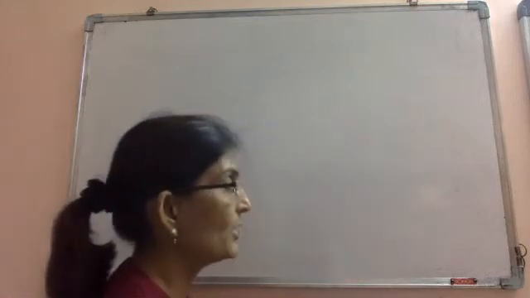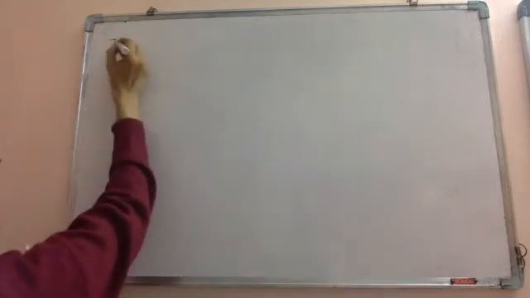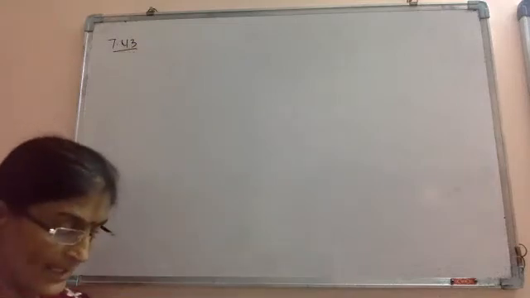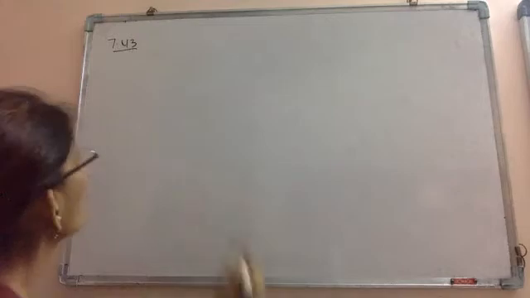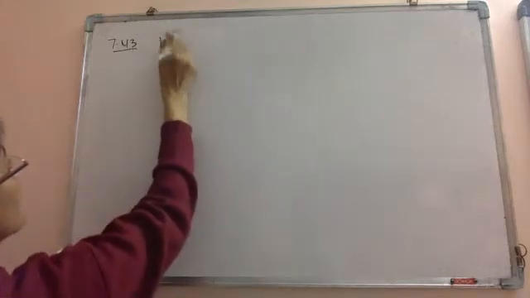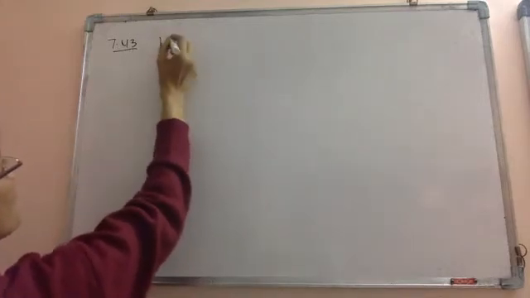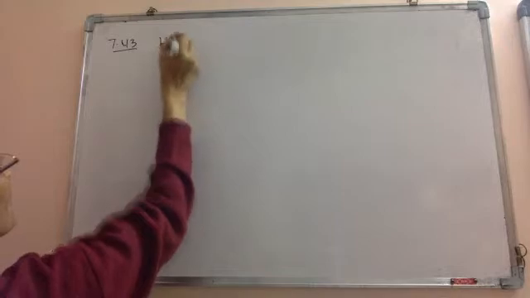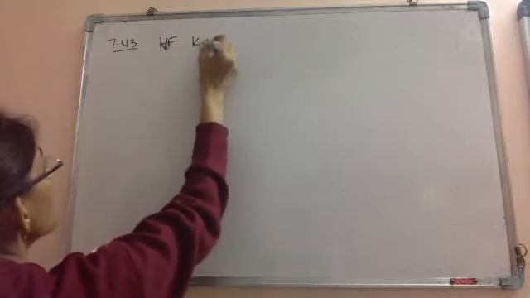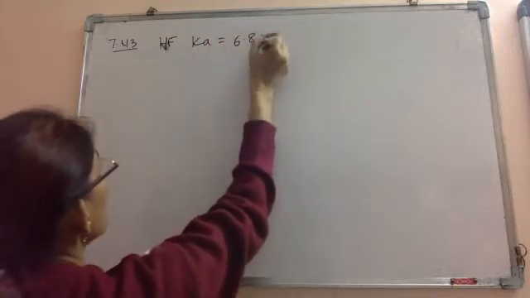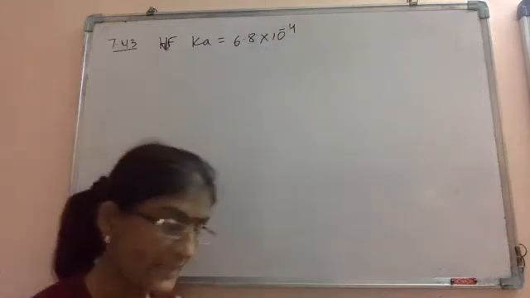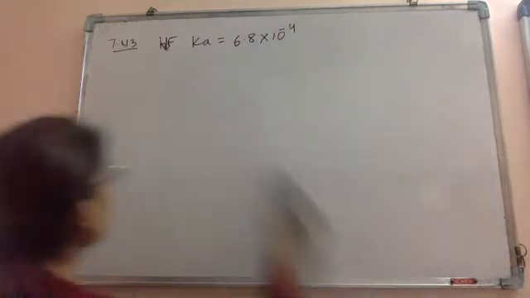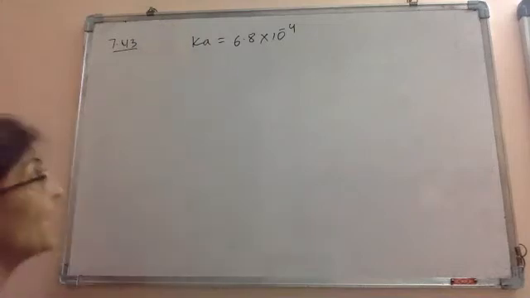So 7.43, first acid given as HF, and its ionization constant 6.8 × 10^-4. Acid is HF, hydrofluoric acid, and its ionization constant given as 6.8 × 10^-4. Hydrofluoric acid, HF, hydroiodic acid, HI.